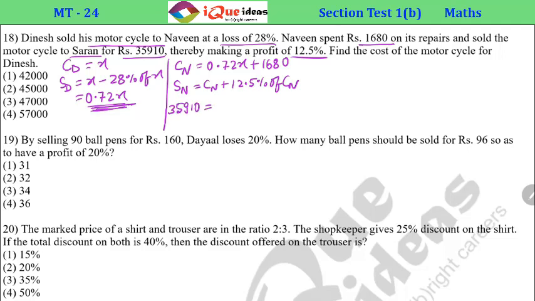Now see, selling price is given: 35910 equal to cost price for Naveen plus 12.5%, which is 1 by 8 into cost price of Naveen. So if you take out cost price of Naveen, you will get cost price of Naveen into 1 plus 1 by 8. Now 1 plus 1 by 8 is 9 by 8. So we have 35910 equal to 9 by 8 into cost price of Naveen. Fantastic. Right. Now 9 cancels 35910 how many times? Let's see. It is 3990.